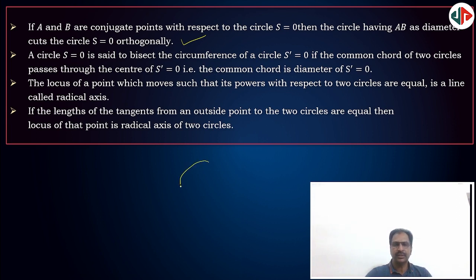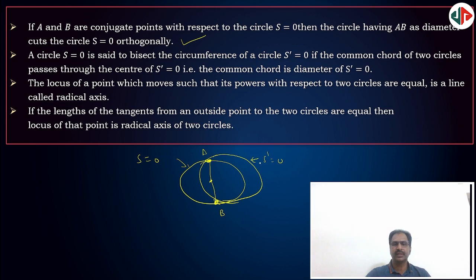And when we say that one circle bisects the circumference of the other circle, look here, S = 0 is one circle, S' = 0 is another circle. This circle S' = 0 bisects the circle S = 0 if the common chord, this is the common chord AB, is a common chord. Now this common chord is the diameter of the first circle.